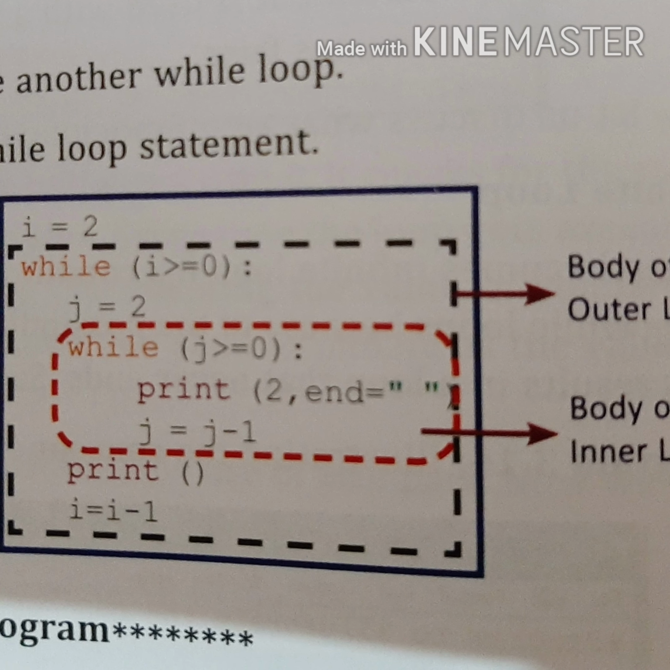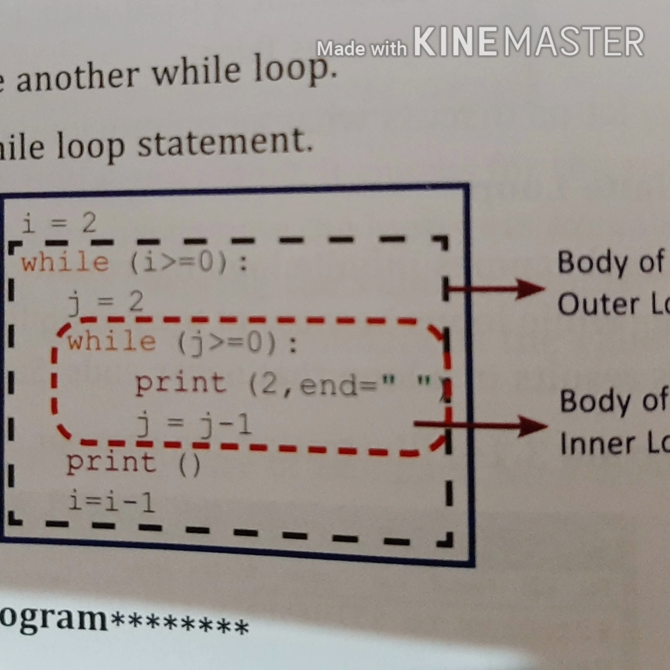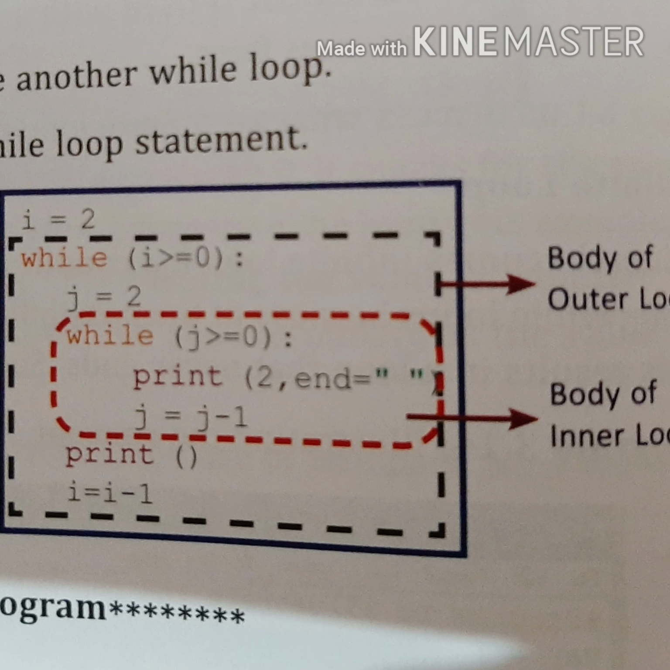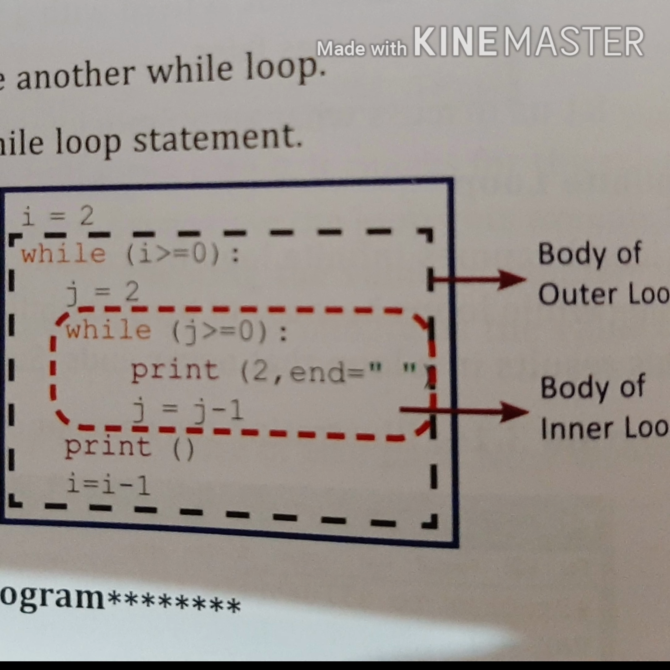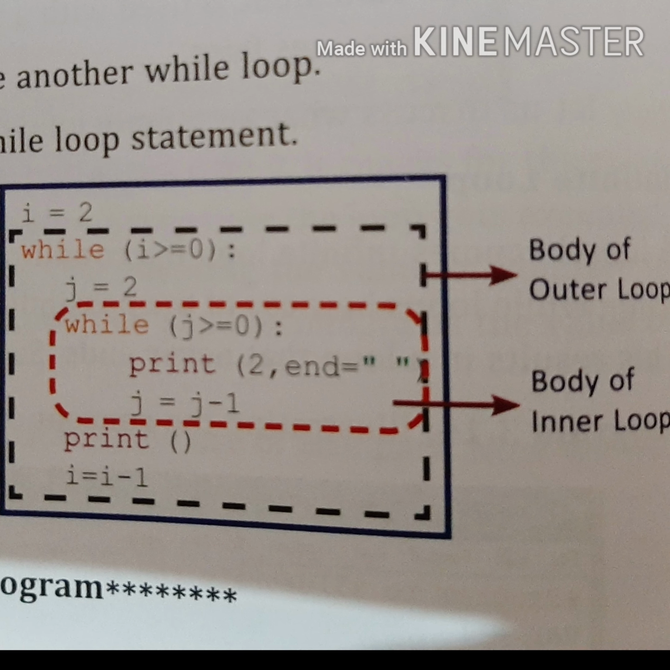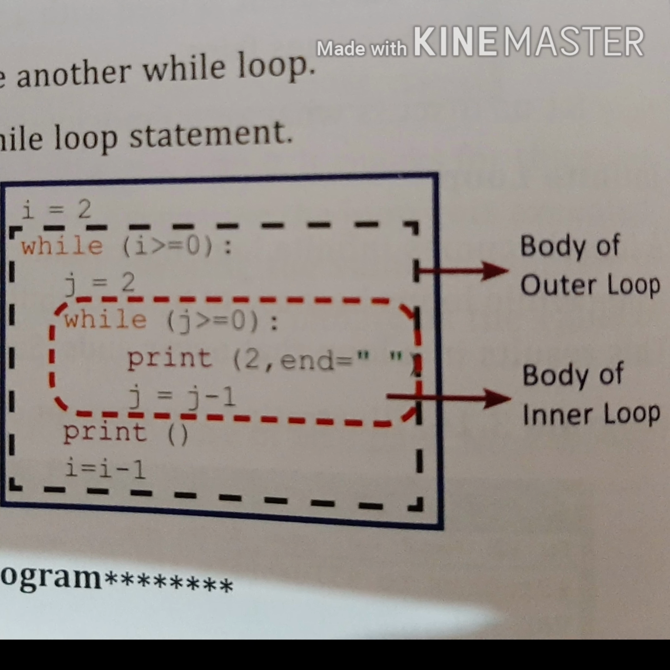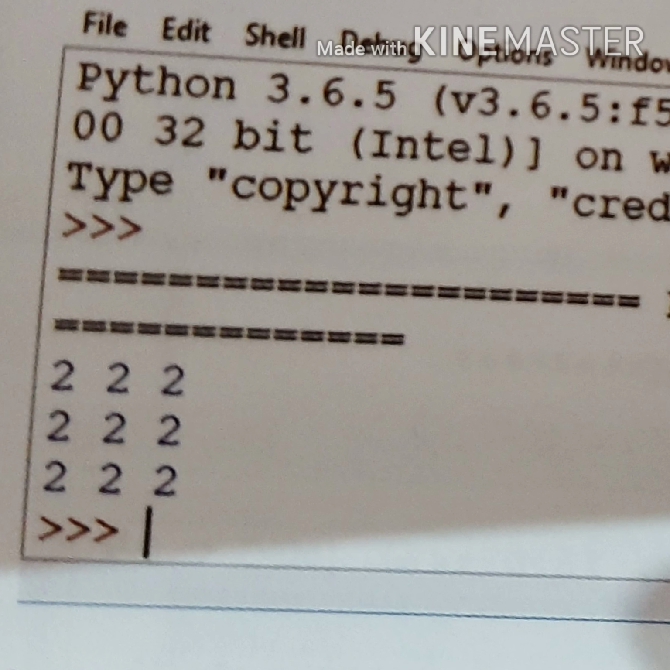After executing the rest of the body of the outer loop, control goes to the next iteration of the outer loop and i is incremented, becoming 1. Again it executes the body of the outer loop. This process goes on till the outer loop test expression remains true.